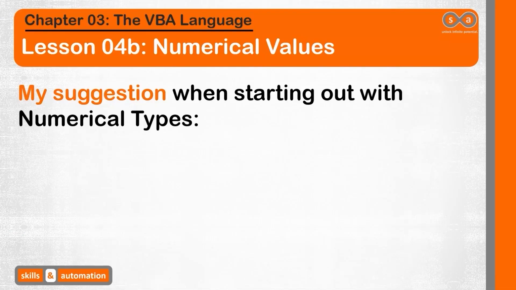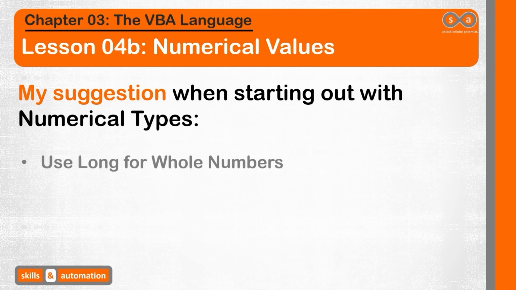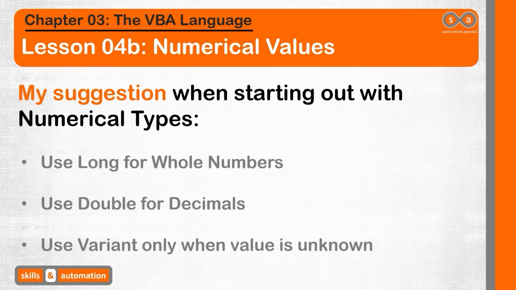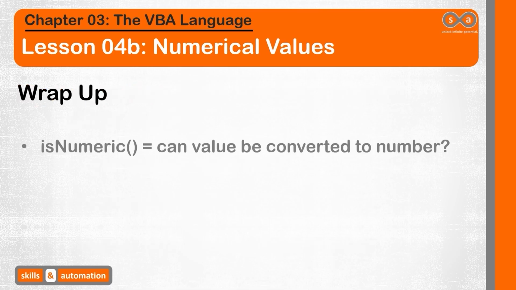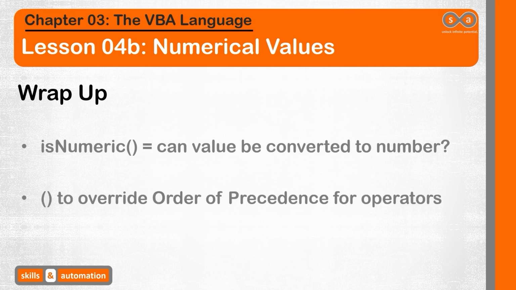We learned about how to choose between numerical data types. My suggestion is to use long for whole numbers, use double for floating point or decimal values, and don't use variant unless the value is truly unknown. The isNumeric function can check whether a value can be converted to a number or not. For blank values, use isEmpty. There is an order in which arithmetic operations are performed within a VBA expression. Use parentheses to override that order and control the final output.